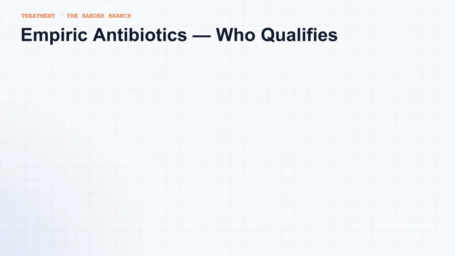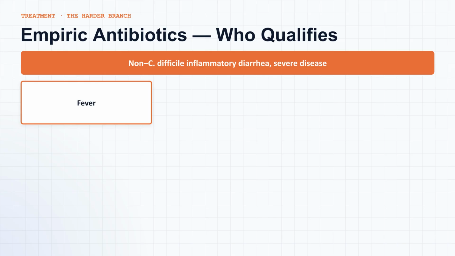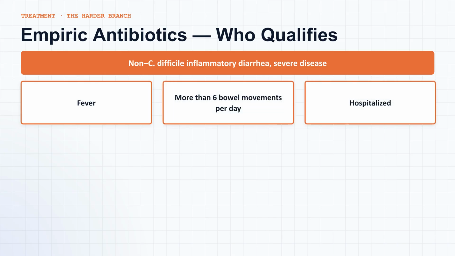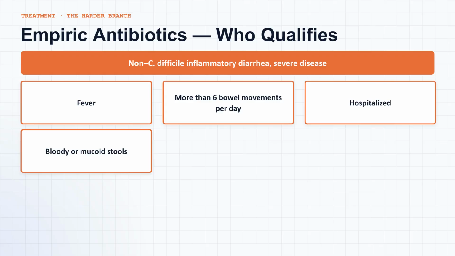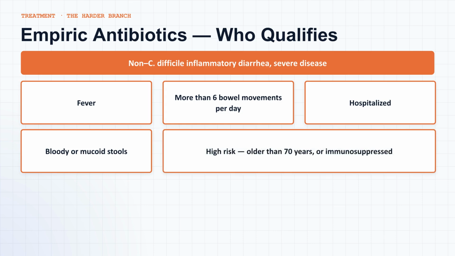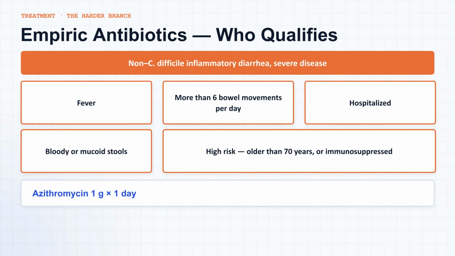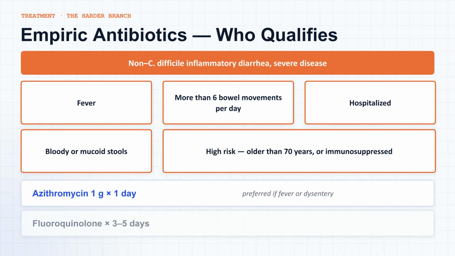Now the harder branch. For inflammatory diarrhea that is not Clostridioides difficile, empiric antibiotics are reasonable when the disease is severe. Severe means any of these: fever, more than 6 bowel movements a day, hospitalization, bloody or mucoid stools, or a high-risk patient, meaning older than 70 years or immunosuppressed. The regimen is azithromycin, 1 gram as a single dose, preferred when there is fever or dysentery. The alternative is a fluoroquinolone for 3 to 5 days, but resistance is rising, and that is pushing azithromycin to the front. One reminder, this branch excludes Clostridioides difficile. That pathway is different and is covered separately.